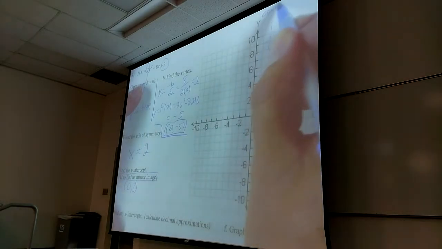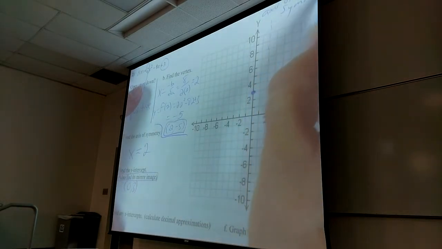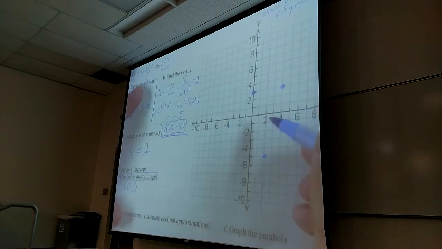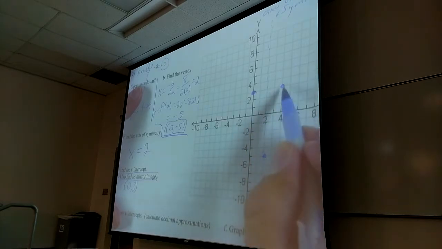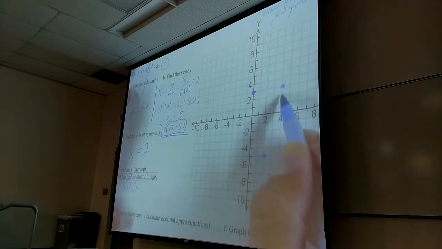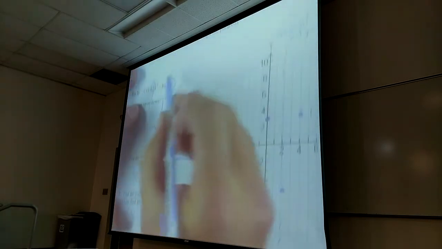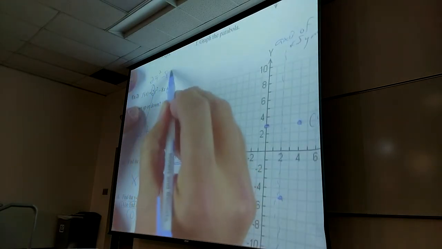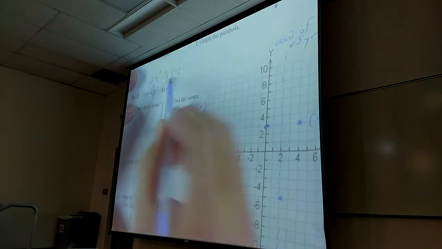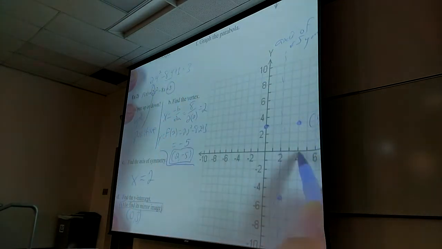How do I check that? Yeah, plug it in. Anytime I have a point that I think is on the graph of an equation, I plug it in and make sure it works. So what point is this? 4, 3. So this is the point 4, 3. If I plug a 4 in, do I get a 3 out? 2 times 4 squared minus 8 times 4 plus 3. 2 times 16 is 32, minus 32 is 0. Plus 3 is 3. Sure enough, when I plug a 4 in, I get a 3 out.